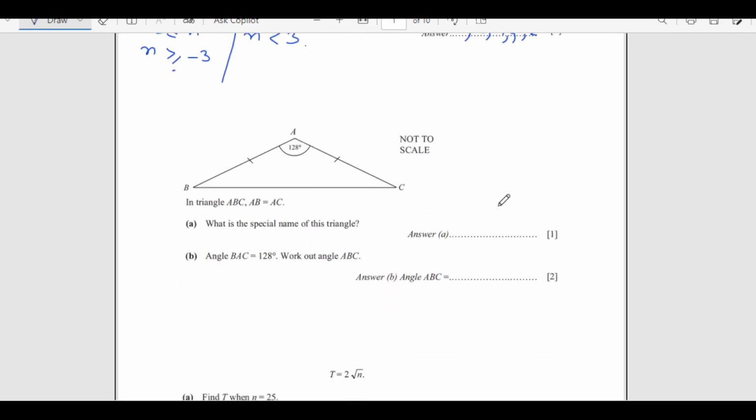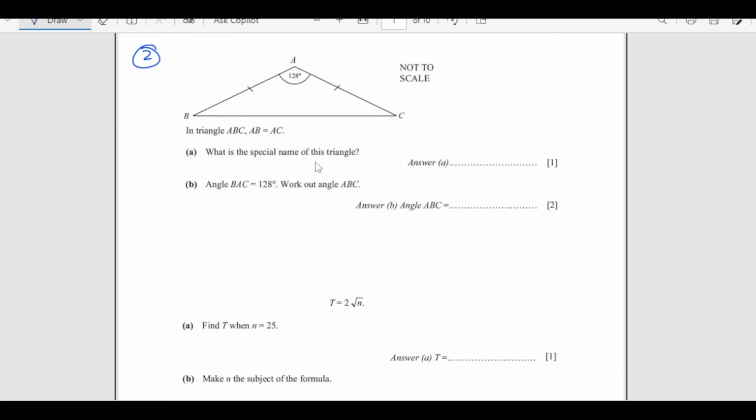Now the second question that we have here is a question from angles. So we have this triangle ABC. In triangle ABC, AB is equal to AC. AB and AC both are equal. What is the special name of this triangle? Whenever we have two sides equal, that means that triangle is called an isosceles triangle. Now angle BAC is 128. We are given this angle. Work out the angle ABC. So we are looking for this angle ABC.